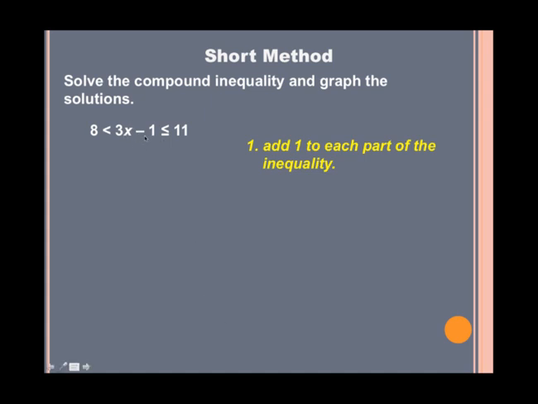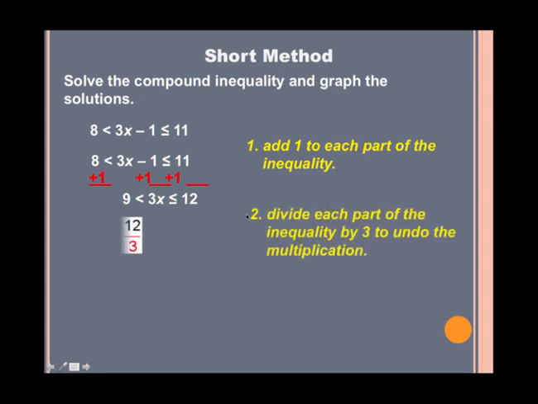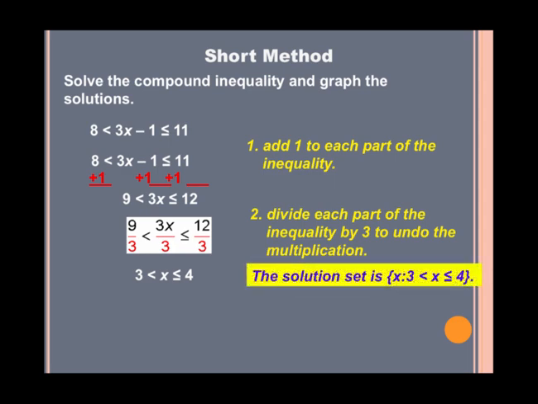So I'm going to go ahead and add 1 to every single part of the inequality. So I'm going to add it to the left, I'm going to add it to the middle, and I'm going to add it to the right. When I do that, I'm left with 9 is less than 3x, and 3x is less than or equal to 12. I still have to get the 3 away from the x, so I'm going to go through and divide each part of the inequality by 3. And so I end up with 3 is less than x, and x is less than or equal to 4.